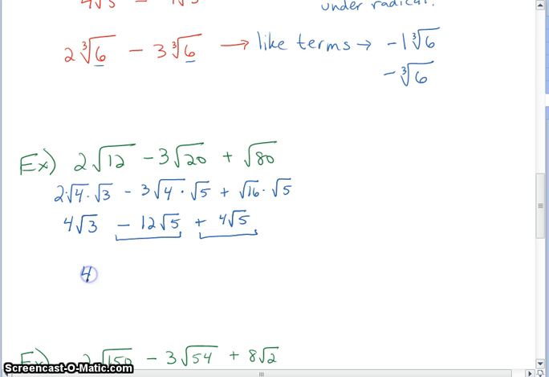So the 4 radical 3 just hangs out. And then I've got negative 12 radical 5 plus 4 radical 5. So that becomes negative 8 square root of 5. And remember that radical doesn't change. If it's the square root of 5 and the square root of 5, it stays the square root of 5. So there's my final answer.